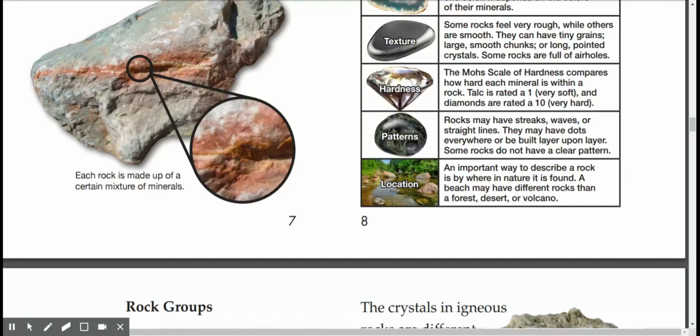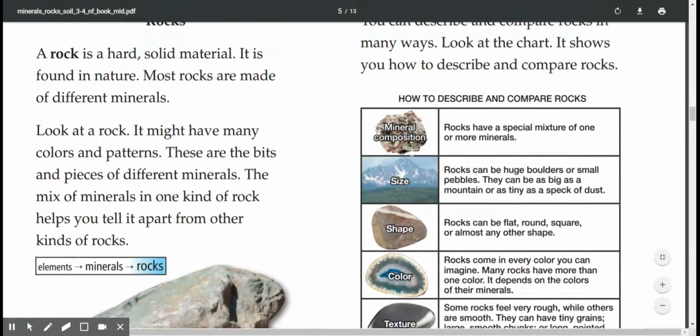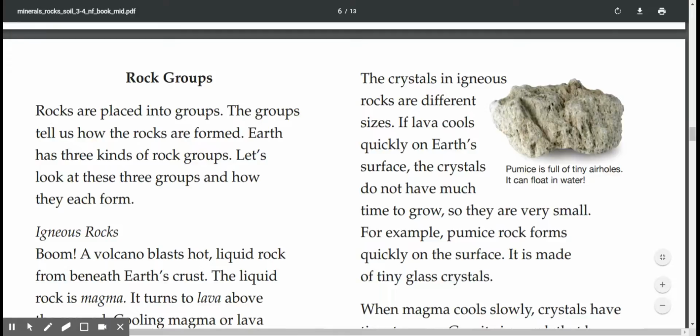And, of course, location. A beach will have different rocks than a forest, than a desert, than a volcano. So you want to know where in nature the rock is naturally found. Not where it was moved to by humans, but where it is naturally found. So those are the different ways that you can describe and compare rocks.